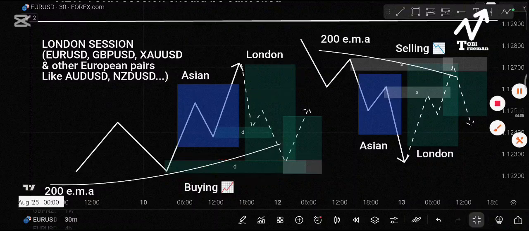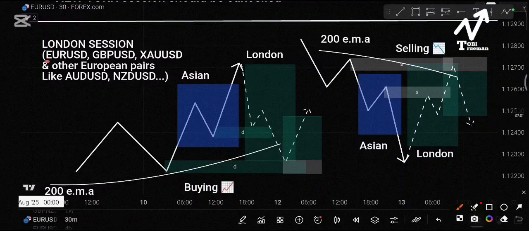Okay, now that is for these pairs, EU, GU, and gold, and every other pair like AUD, NZD, USD. All you have to do is to follow this strategy. As time goes on, you will get used to a particular pair that respects this strategy a lot, then you can stick to it.